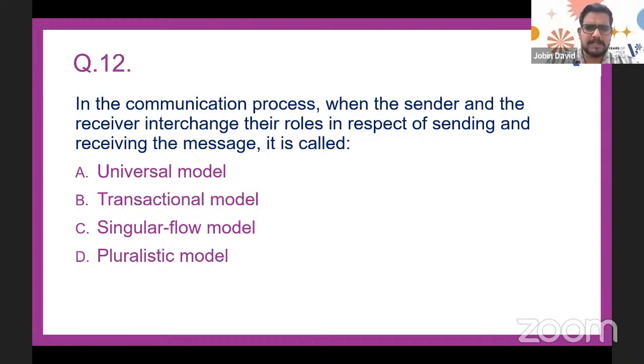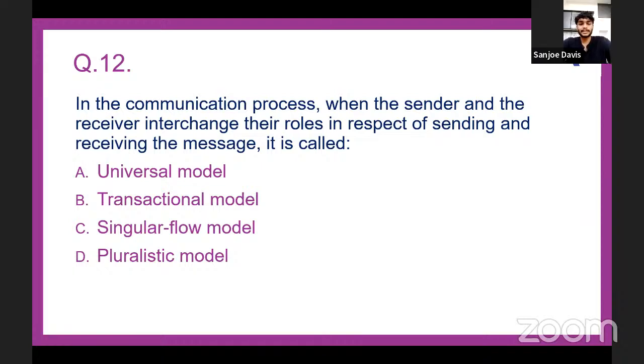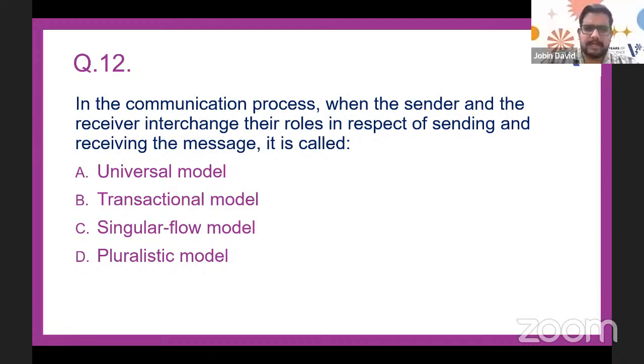We have several models for communication, like the universal model, the transactional model, the singular flow model, and the pluralistic model. What do you mean by singular flow model? Do you know, Sanjo? I think it's the basic level of communication where there is a sender and a receiver, and the communication flows only from the sender, with no feedback from the receiver. Maybe like when you listen to the news on TV, it is a singular flow method. They are only speaking and sending the message.